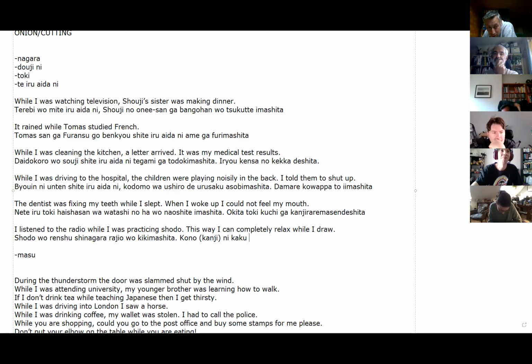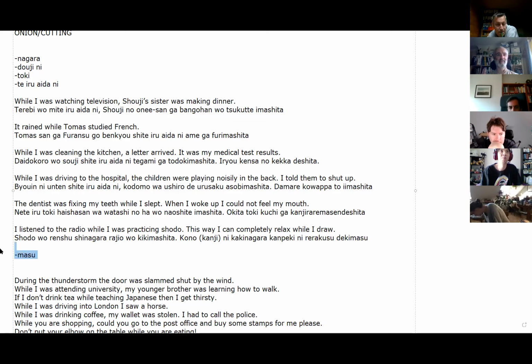Okay. この漢字に書く。Turn kaku into nagara. It's exactly the same way as you did before. 書きながら。書きながらに。Don't need ni, just ながら。この漢字に書きながら完璧リラックスします。リラックスできますでしょ。I can do it. できます。Yeah. Okay. Good.